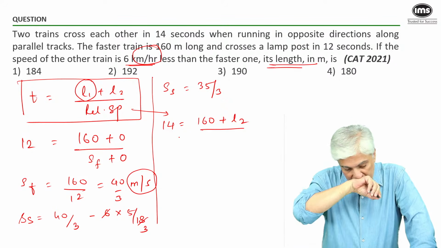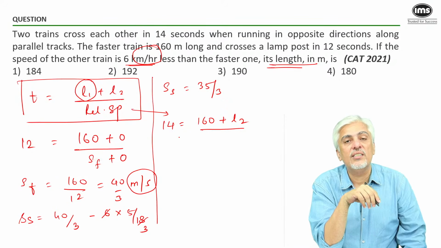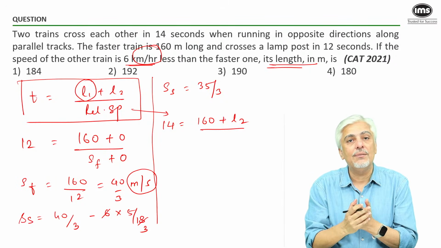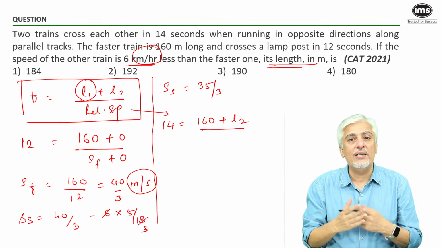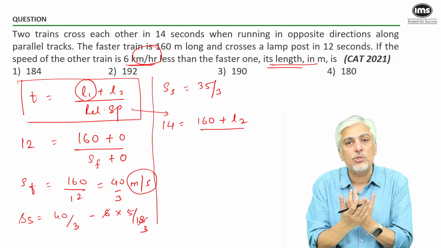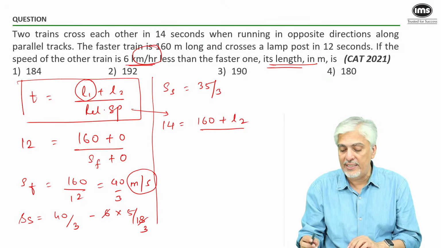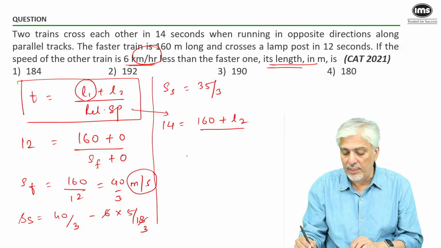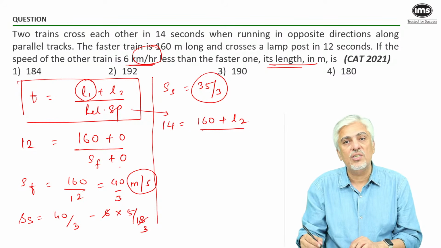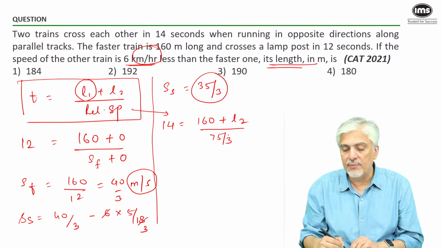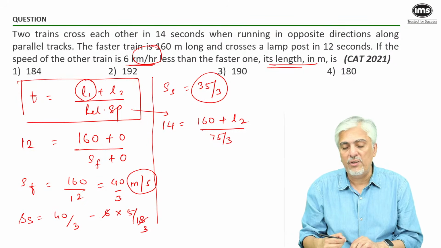Upon relative speed. What is the direction? Is it opposite or is it same? When opposite, you will add. I'm sure you all travel by train. When two trains are going opposite to each other, the relative speed is much higher, so you have to add the speeds. So it will be 40 upon 3 plus 35 upon 3. 40 upon 3 for the first train, 35 upon 3 for the second train. So it will become 75 upon 3. 75 upon 3 is 25.